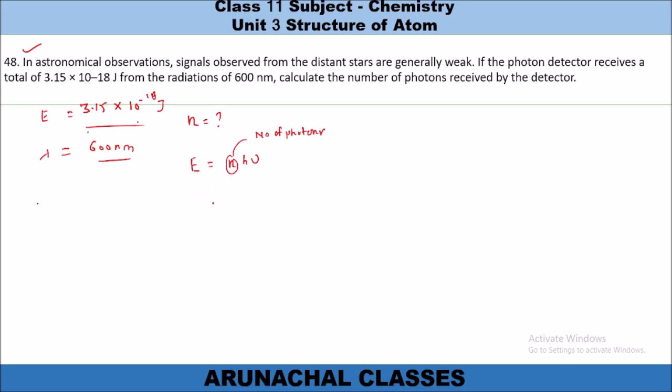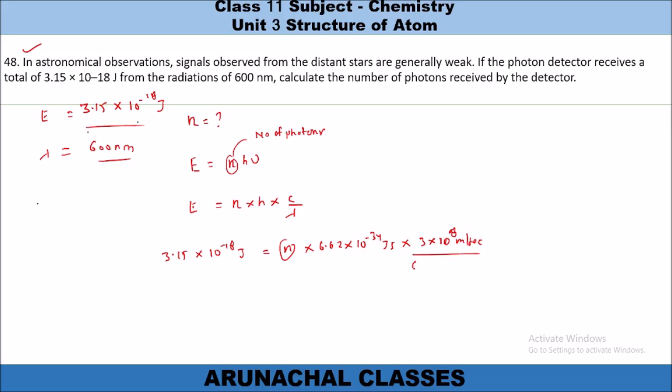So here we can see E = nhν. ν is c upon λ. So we have the E value as 3.15 multiplied with 10 power minus 18 joule equal to n. We need to find out the n value. h is 6.62 multiplied with 10 power minus 34 joule second, multiplied with c, that is 3 into 10 power 8 meter per second, divided by λ.